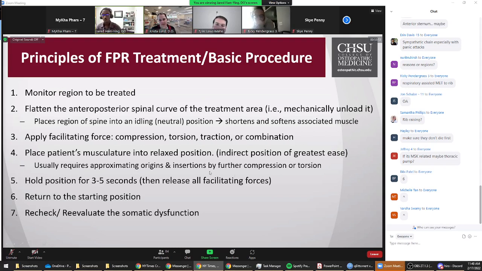Once you're there and you have that force applied, after being in that neutral, then you're going to take them to the ease, just like counterstrain. It's virtually the same position as counterstrain you're taking them into, just first flattening out that curve and adding in this force vector. Then you're going to take them into that ease position. You're going to hold there for just 3 to 5 seconds here instead of 90 seconds, okay? Then you can return back to your starting position and reevaluate.